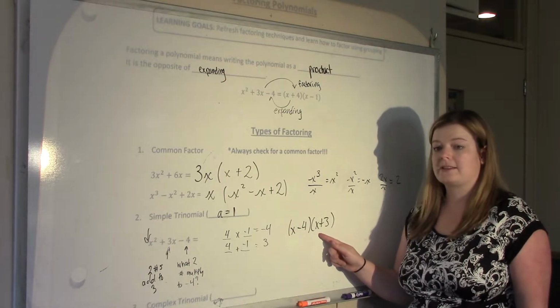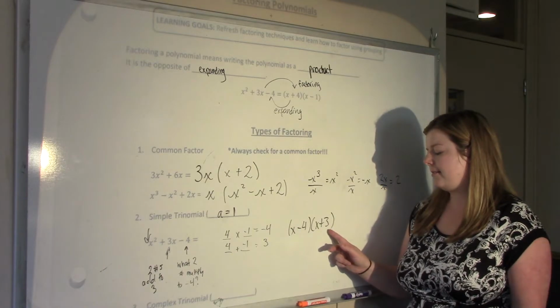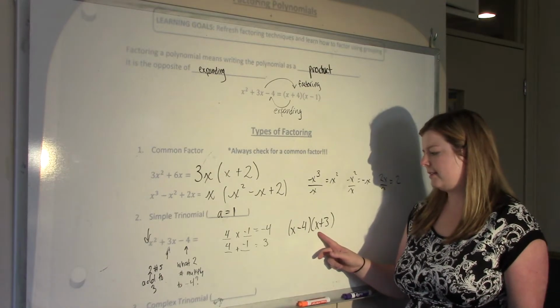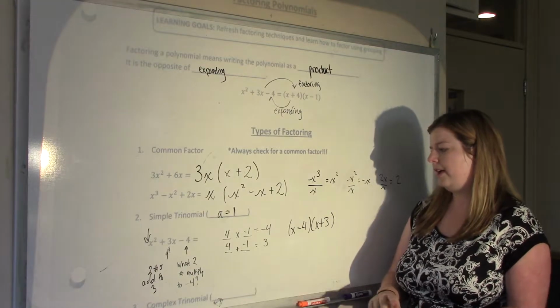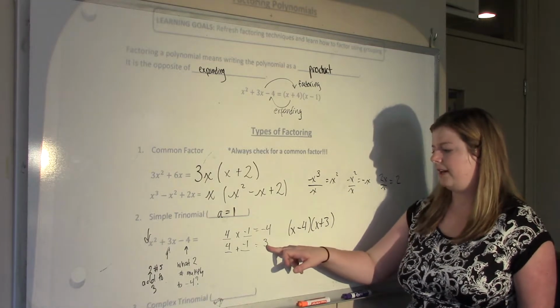X times x is x squared. 3 times x is 3x minus 4x. Uh-oh, I made a mistake. Why did I put 3 there? That's not supposed to be 3.